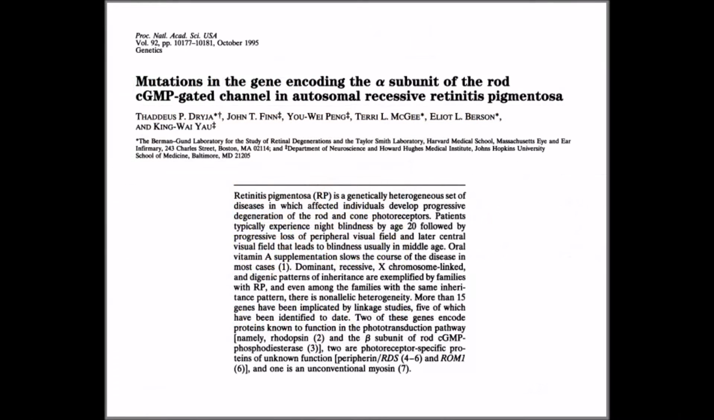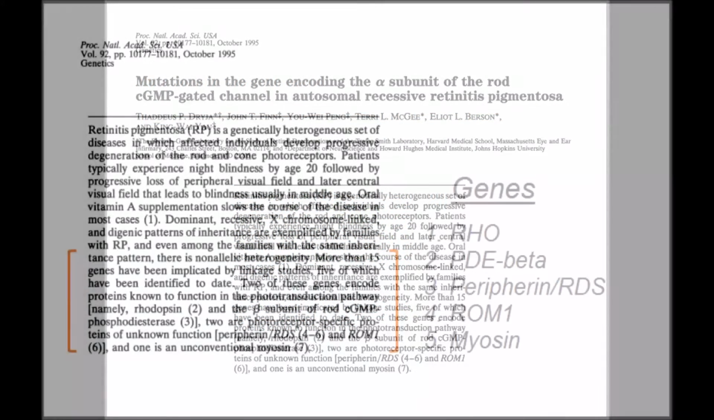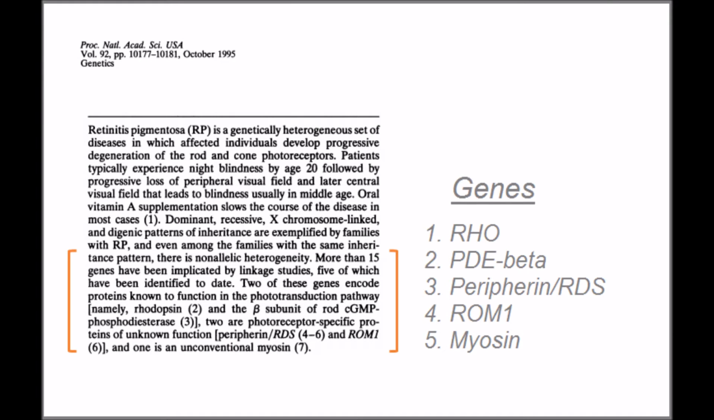5 years later, in 1995, 15 genes had been potentially identified, 5 of which had been specifically identified. But for the most part, their functions were still being worked out. From there on, a lot has happened in the last 20 years.